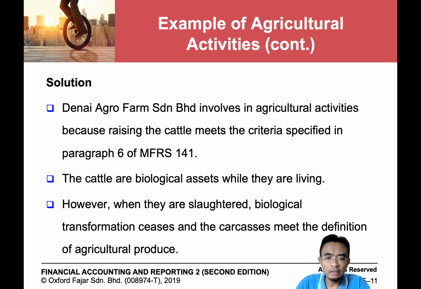The cattle themselves are biological assets while they are living. As long as they live, they can be considered as biological assets.